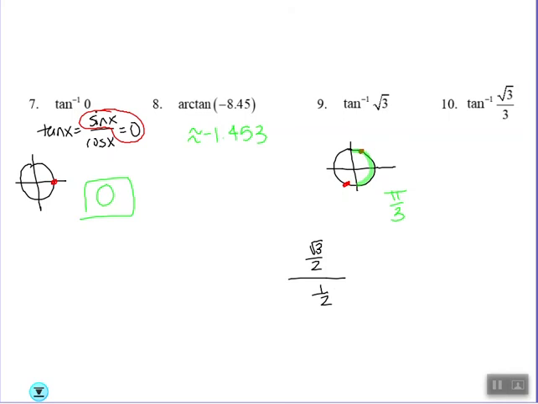Similarly, when we are looking for inverse tangent of square root of 3 over 3, we have to think how that would happen. And that's going to happen when sine is 1/2 and cosine is square root of 3 over 2. So thinking about the unit circle, that's going to occur at pi over 6 and 7 pi over 6. We only want the one that is between negative pi over 2 and positive pi over 2, so we just want pi over 6.